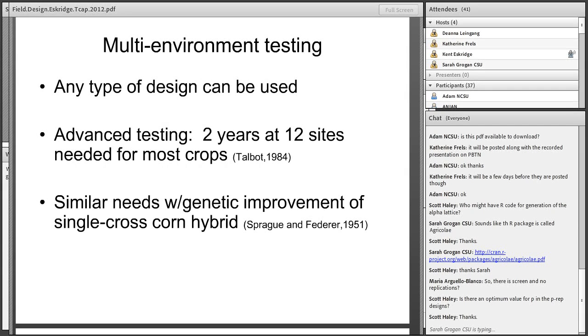And so these are nice papers if you're interested in designs for multi-environment trials. But the interest really has not been so much in the design of these kinds of trials. It's been more of the analysis and how do you analyze genotype by environment interaction.